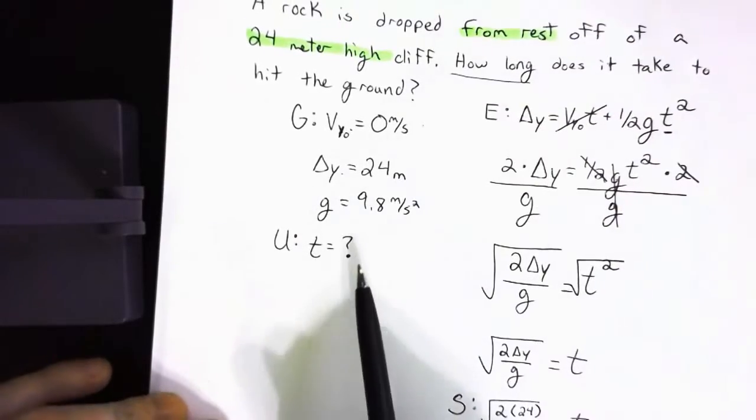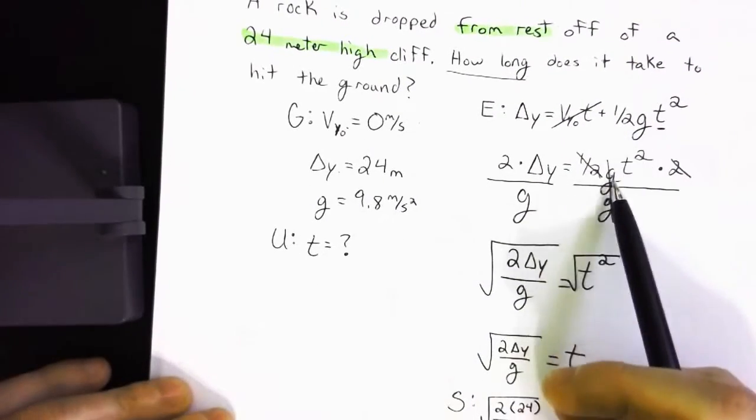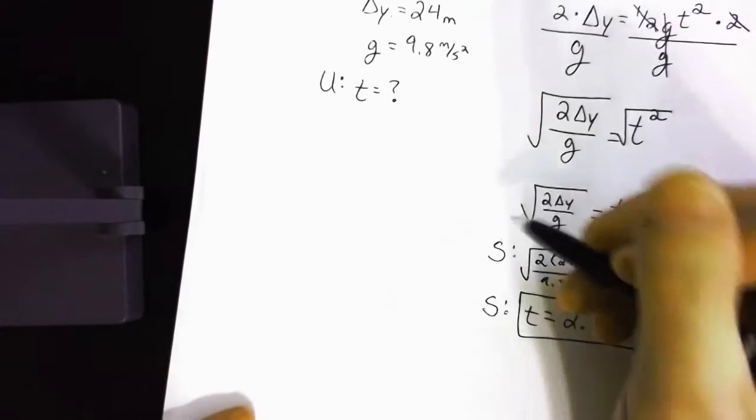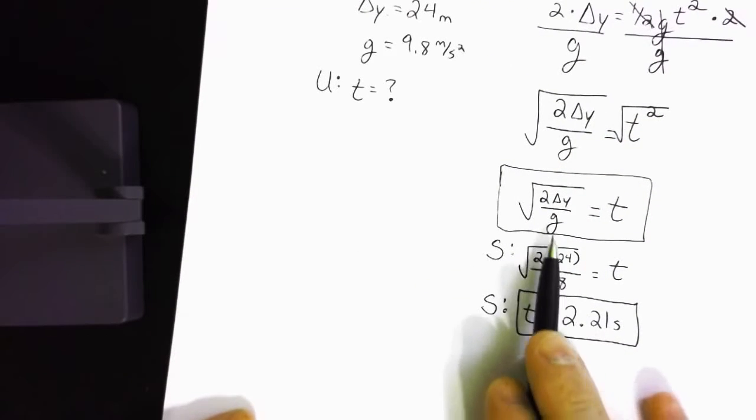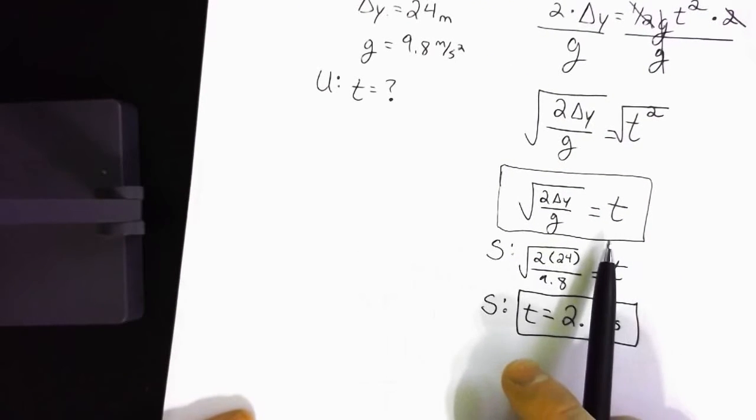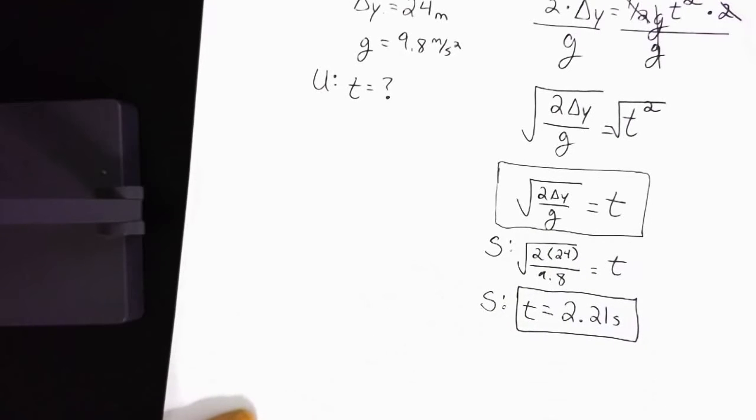Start by writing down your givens, finding your unknown, rearranging your equation, plugging in, and solve. Know that a lot of times this will be your final answer here. You won't have any numbers, and you'll be asked to solve for time in terms of height and gravity, or something along the lines of that.